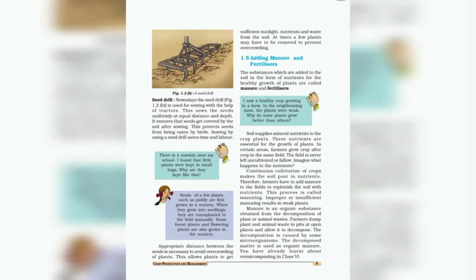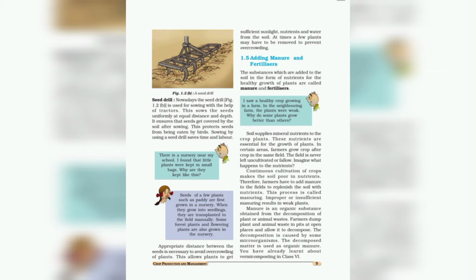Due to economic reasons, farmers grow crops in the same field year after year. So continuous growing of crops makes the soil deficient in certain nutrients, and the soil loses its fertility. So the soil nutrients should be replenished from time to time. This can be done by the addition of manure and fertilizer. So this is the next step, that is adding manure and fertilizer.